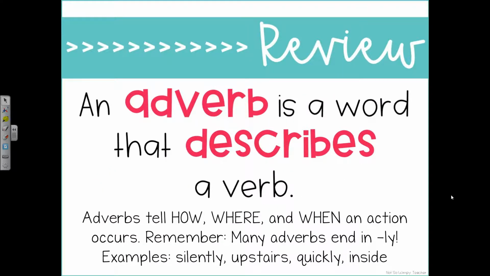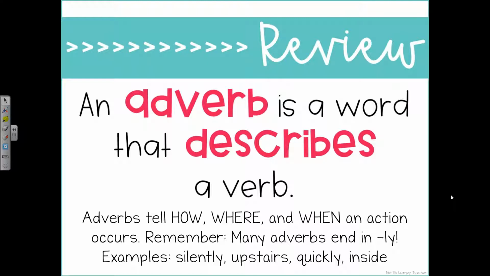We also learned about adverbs this year. An adverb is a word that describes a verb. Adverbs tell how, where, and when an action occurs. Remember, many adverbs end in ly. Examples include silently, upstairs, quickly, or inside.